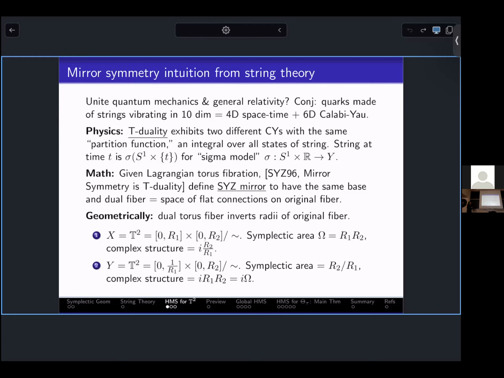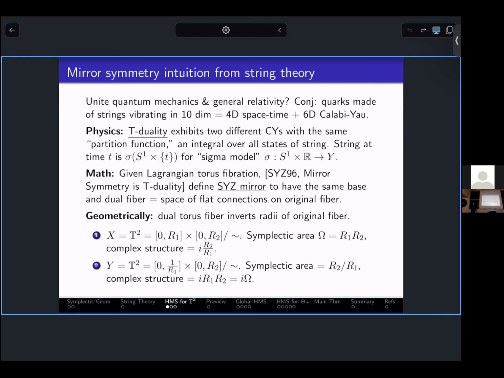And this 6-dimensional Calabi-Yau, for the 6 extra dimensions, that's the thing that has a mirror from the physics perspective of T-duality. So T-duality gives 2 different Calabi-Yaus with the same partition function. So that's when you integrate over all states of the string, where a state is a sigma model. So a Riemann surface like S1 times R. So I think about it as like S1 times T is where the string is at time T.